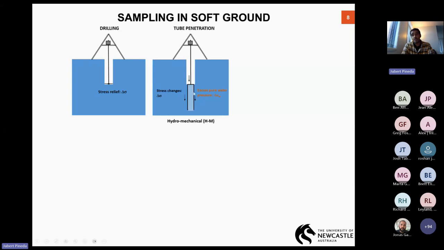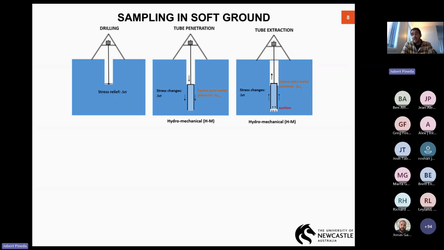Then we normally push a Shelby tube into the ground, and this push must be quick because we want this operation to remain undrained. Therefore, because it's undrained, there is no volume change, but there is a potential excess water pressure that may or may not induce sample disturbance inside.